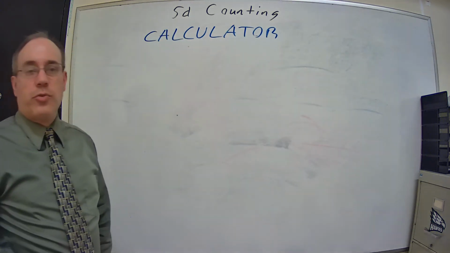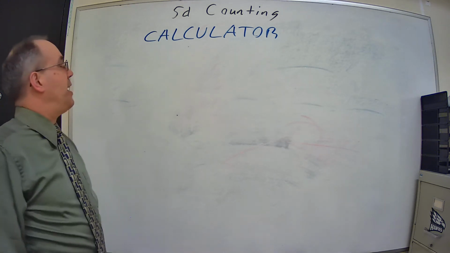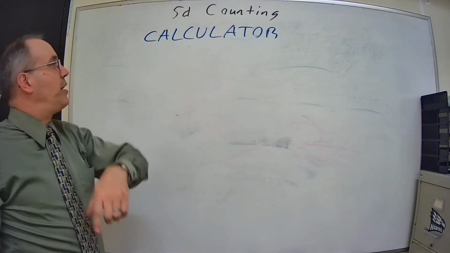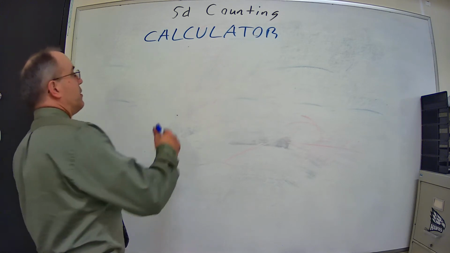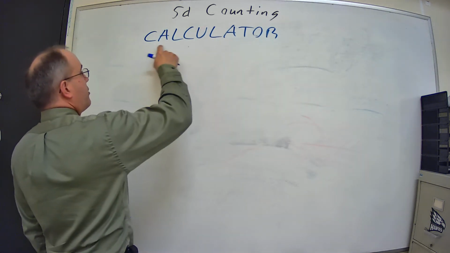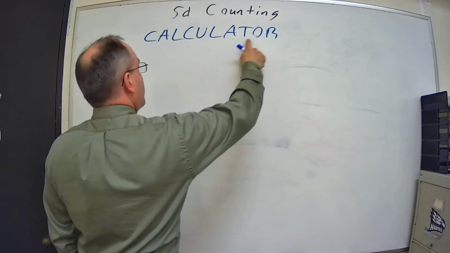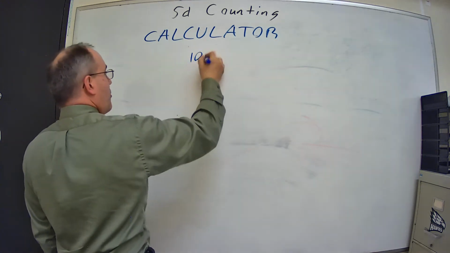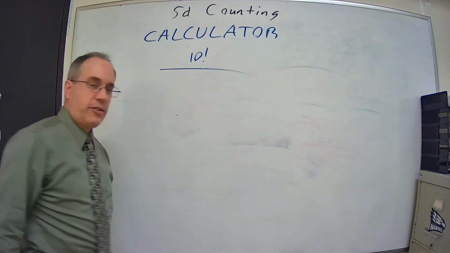How many distinguishable arrangements can we make with the letters in calculator? So how many letters are there? 1, 2, 3, 4, 5, 6, 7, 8, 9, 10. So how many ways can we arrange them all? 10 factorial.